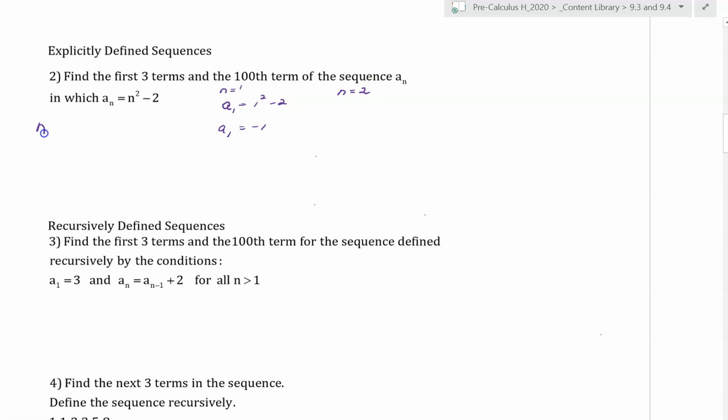Over here I probably should have said for n greater than or equal to 1, because again, we're using natural numbers. I wouldn't ask you for the negative 5th term or the 0th term. I wouldn't ask you for the 1.5. It would be the first term, the second term, etc.